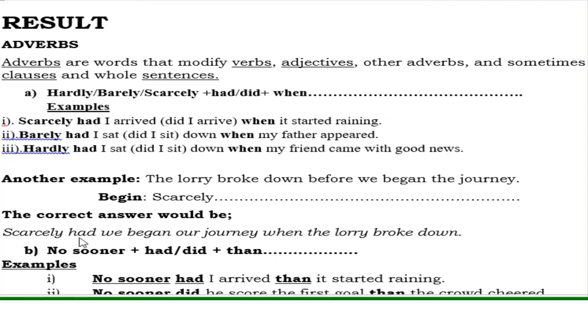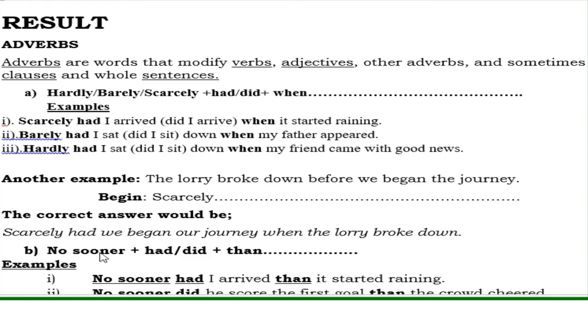Now, be careful on the use of had here. Remember here, had and did. So if you decide to use did here, you will change began to begin. You would say, scarcely did we begin our journey when the lorry broke down. All right. So remember how to use scarcely, barely, and hardly. Let's move on to the use of no sooner and the results.